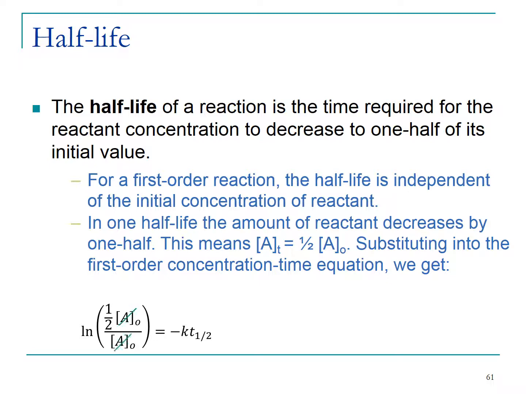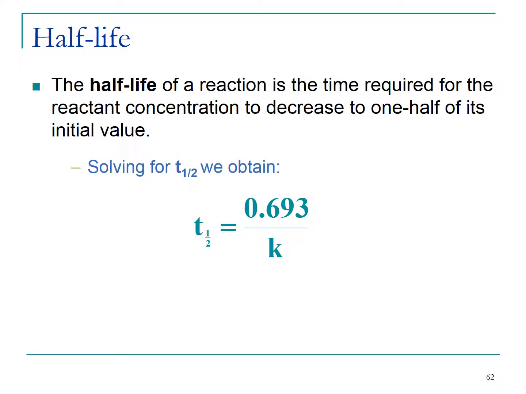So the natural log of 1/2 equals negative kt, and the natural log of 1/2 is about negative 0.693. So t 1/2 is 0.693 over k. So in order to find the half-life, you only need to know the k value. And it's just 0.693 over k.